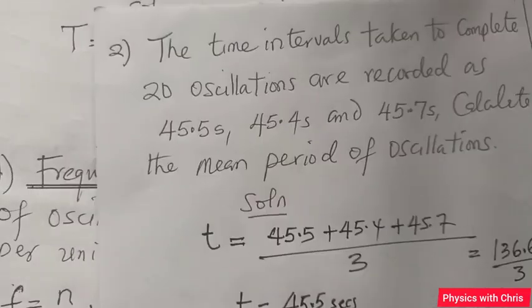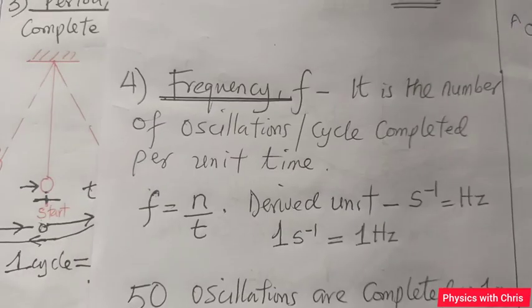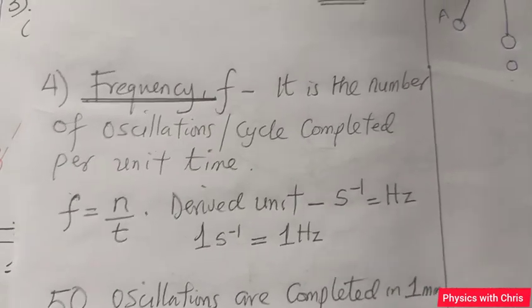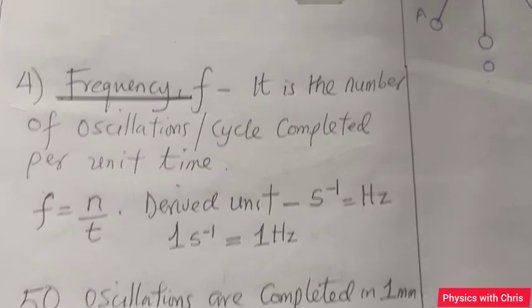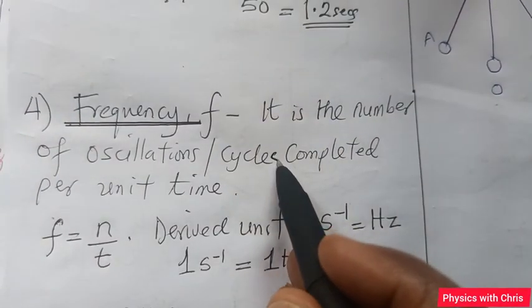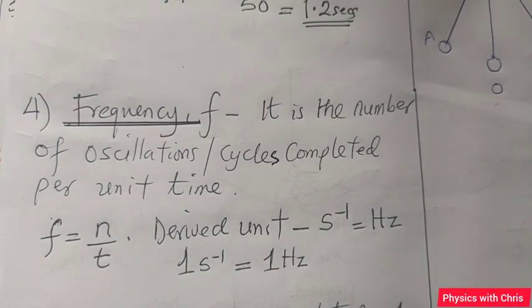I don't want to stop here. Let me quickly look at the next parameter used in describing simple harmonic motion. That is frequency. What is frequency? It is the number of oscillations or cycles completed in a unit time, or per unit time. Now, don't make the mistake of saying that it is the number of oscillations completed per second. Students always make that mistake. You don't say per second.